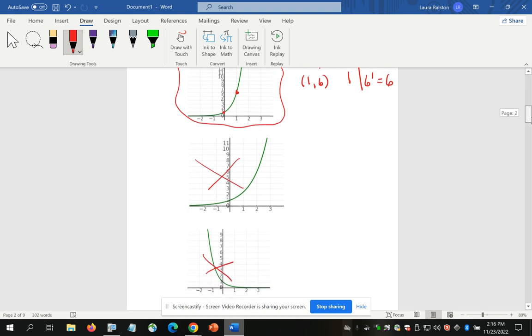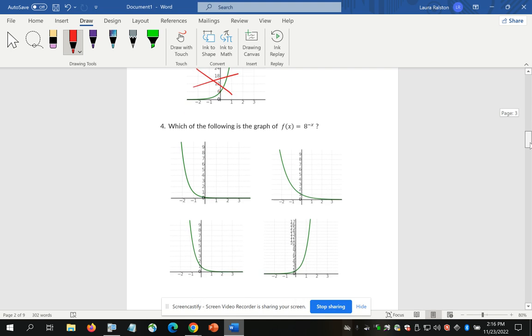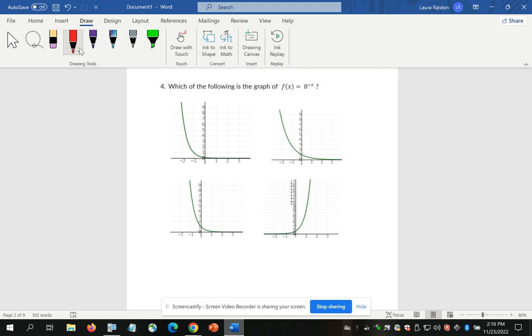All right, the next question, question 4, asks you which of the following graphs is the graph of 8 to the -x. Now again, you could create your own XY table and just use simple numbers like -1, 0, and 1. So 8 to the negative of -1 would be 8 to the first, which is 8. 8 to the -0 is still going to be 1. And 8 to the -1 would be 1/8.